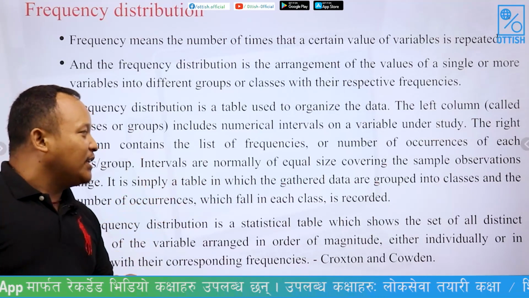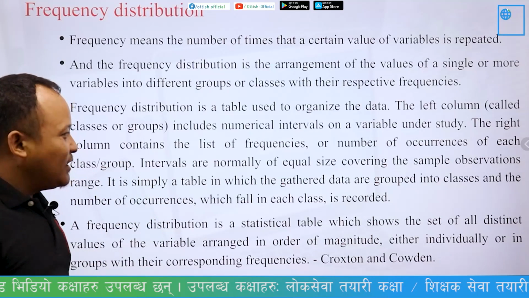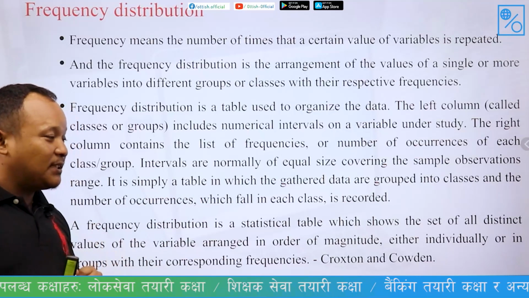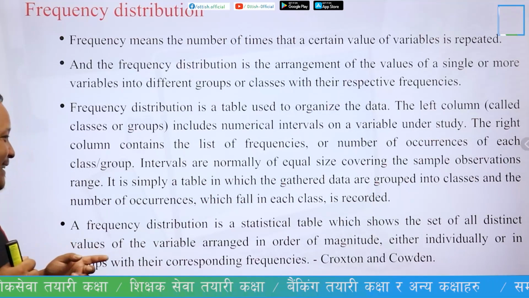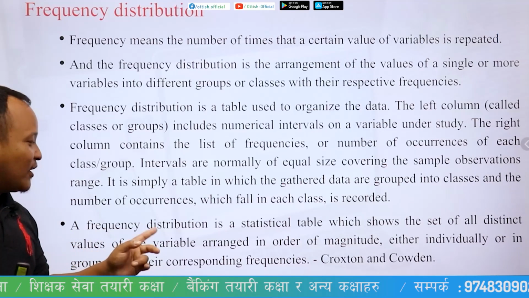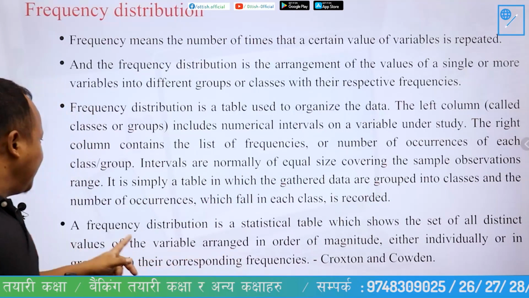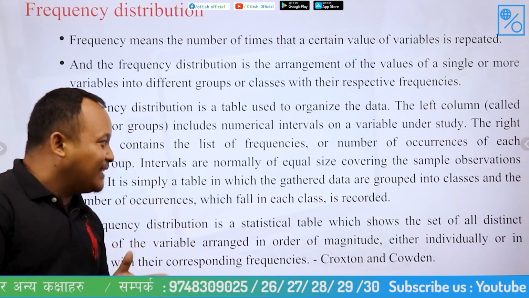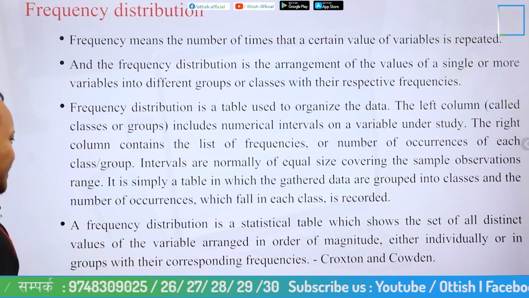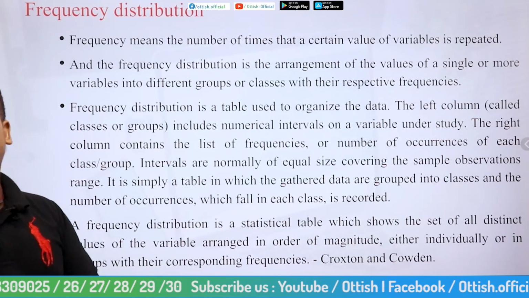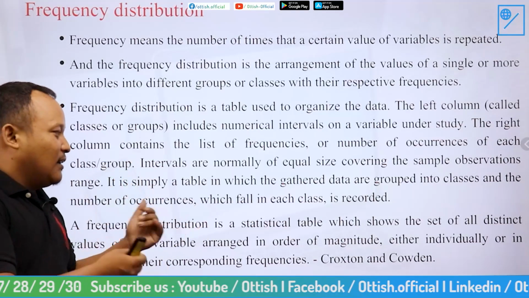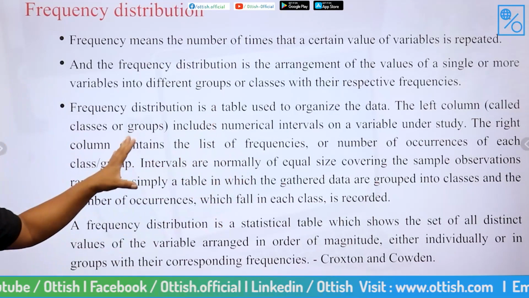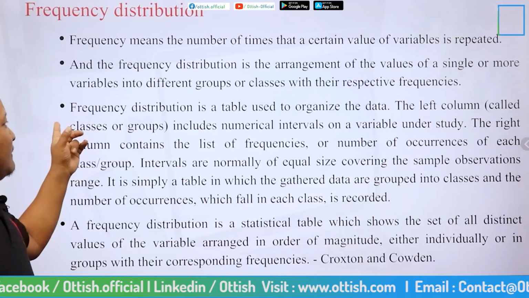Intervals are normally of equal size or equal limits, covering the sample observations, that is, the observations taken from the study. It is simply a table that gathers or arranges the data into groups, with the number of classes and the number of occurrences falling in each class or group recorded. This type of arrangement or table is said to be a frequency distribution.